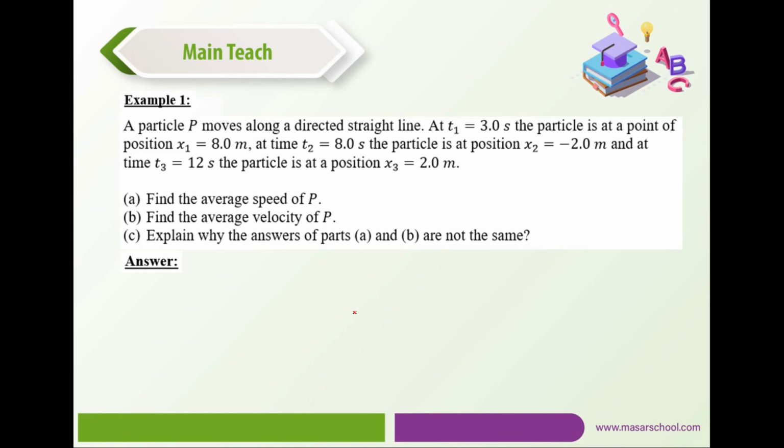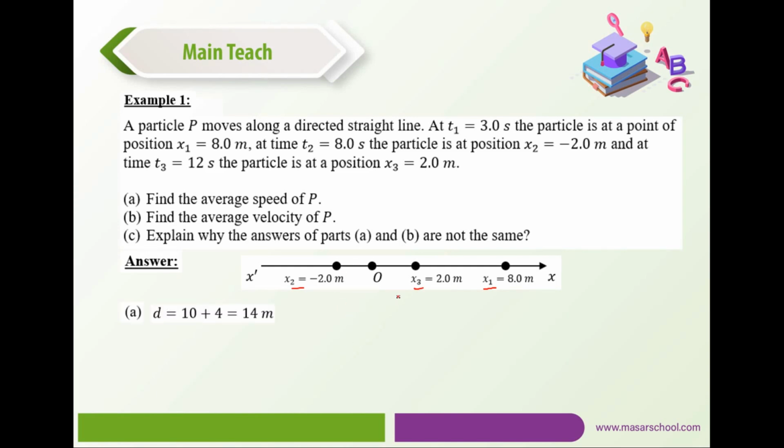The best way to tackle such problems is to represent the oriented axis and place the different positions. Initially we started at 1, went to 2, then back to 3. To calculate the average speed, we need the distance going from 1 to 2, which is 8 plus 2, that is 10 meters. Going from x2 to x3 is an additional 4 meters, so the distance is 14 meters. For the duration delta t, the initial instant is 3 and the final instant is 12, so 12 minus 3 is 9 seconds, and the average speed is 14 over 9, which is 1.56 meters per second.